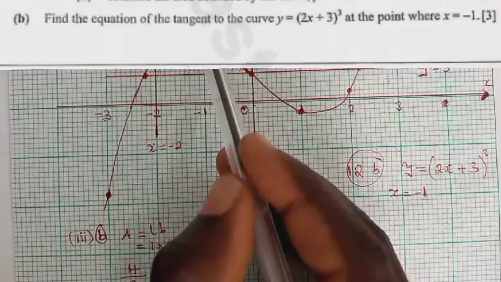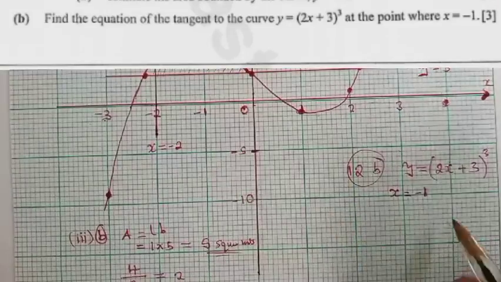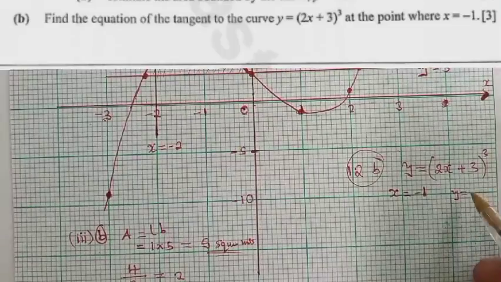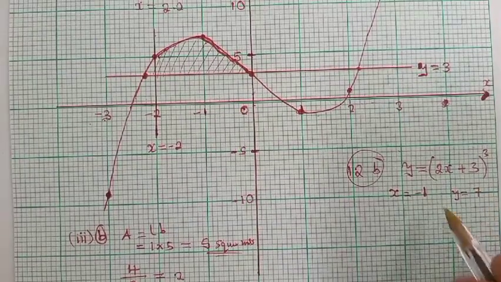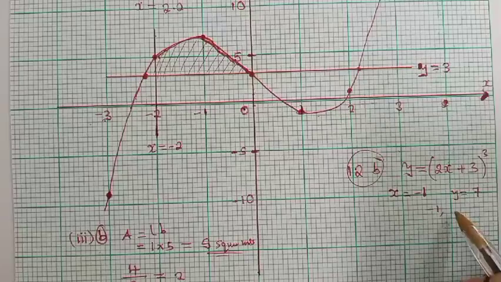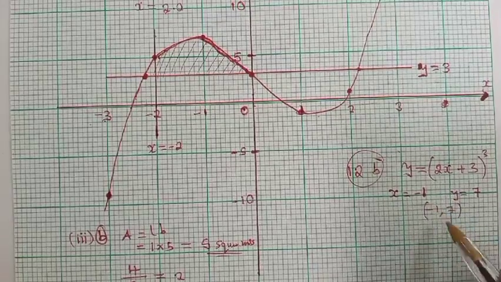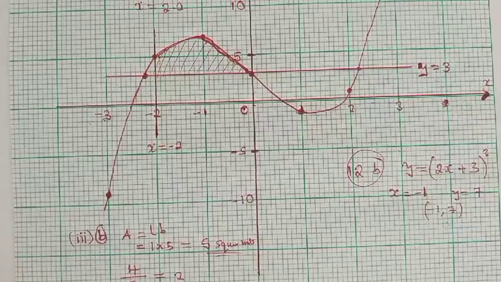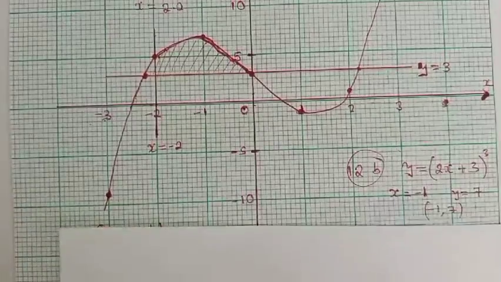Here, right here, -1. So meaning y at the point where x is equal to -1, y will be equal to 7. Okay? So we have -1, 7 there. This is a point. They want us to find the gradient. So what are we going to do there? This is what we are going to do.